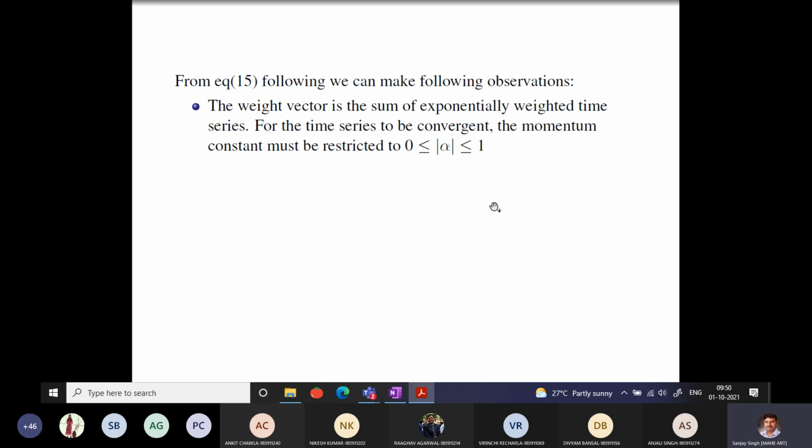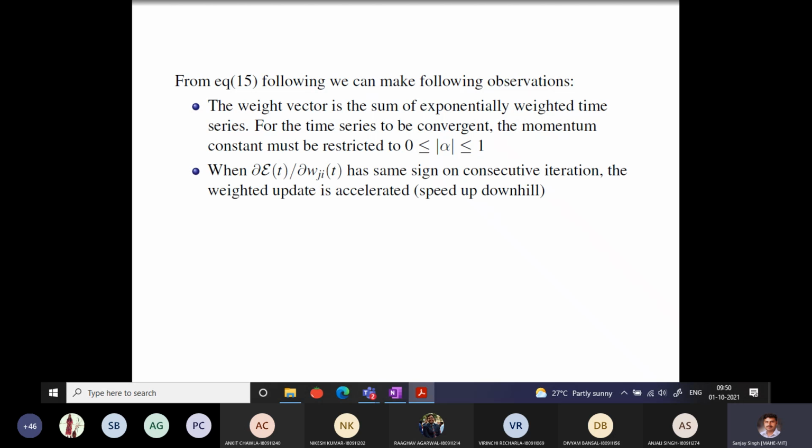for the time series to be convergent, the momentum constant must be restricted to 0 and 1. It cannot be beyond this momentum term because you know the series analysis probably in mathematics in first semester, you might have done this Maclaurin series or some Taylor series, etc. Convergence condition you might have seen. If it is time weighted and it's a series, you have to put some condition under which it could be convergent, otherwise it will keep on going, right?